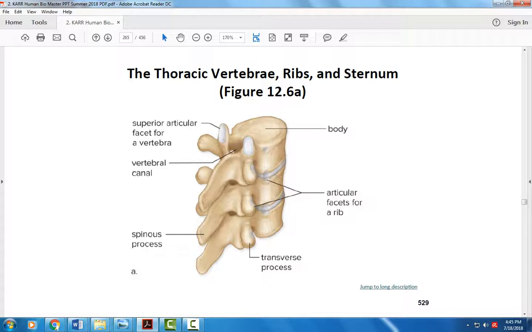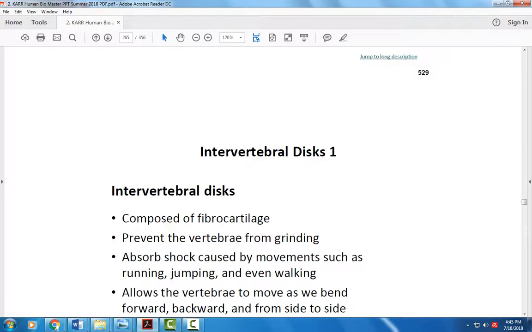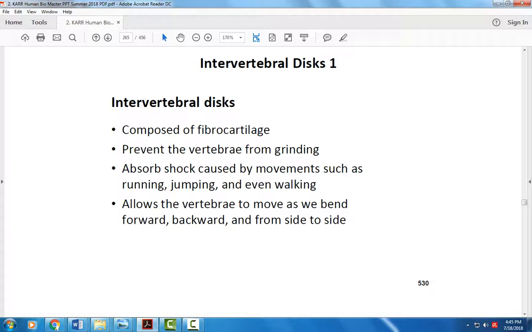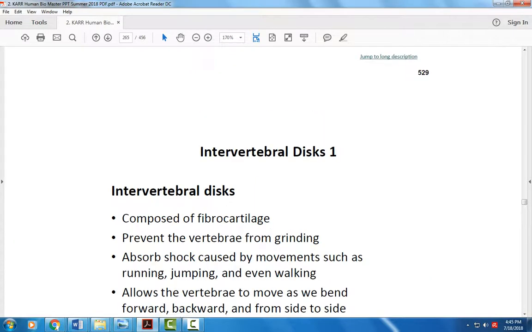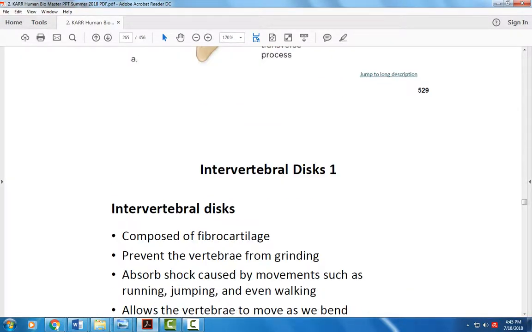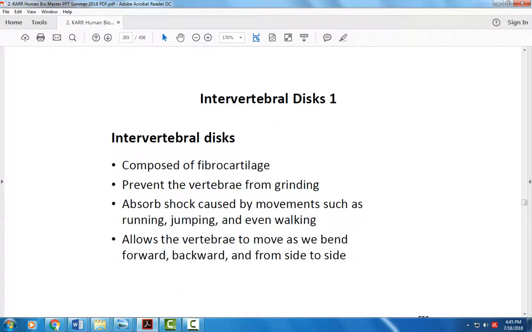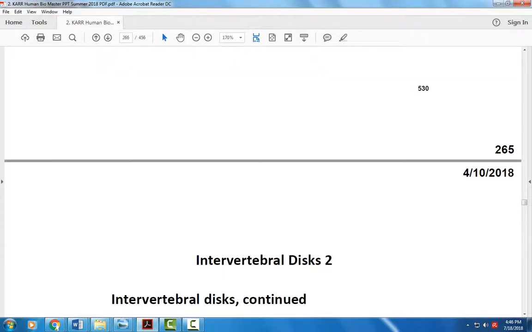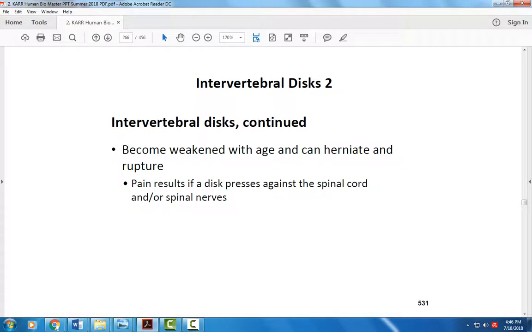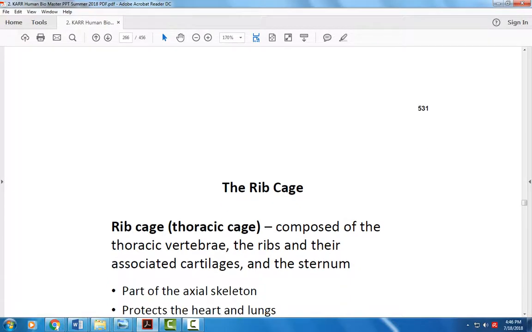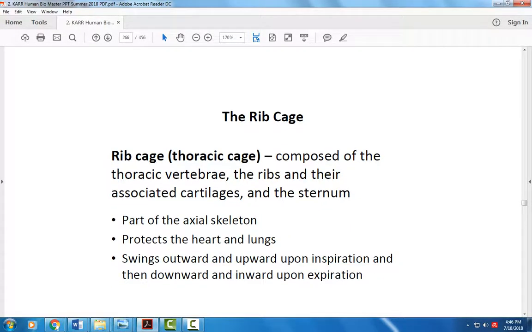So those intervertebral discs are composed of fibrocartilage, and it is a very tough cartilage that we find between the vertebra. And it again gives us some shock absorbing ability for running, jumping, twisting, and allows for movement in all directions. So we'd already talked that they can herniate and press on the spinal cord or spinal nerves, and that can definitely require surgery to repair for some people. And maybe even some of you students listening have already had these surgeries.